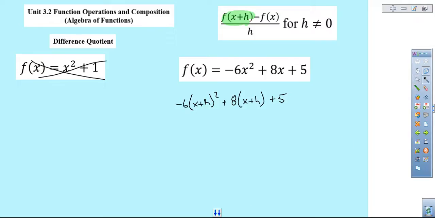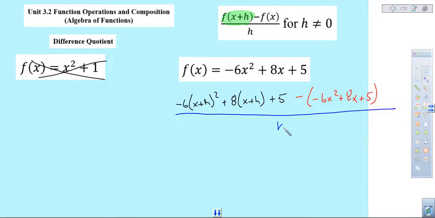All right, so now we go minus, open parentheses, right? So we're subtracting, and we literally just take f of x. This is f of x. So it's just negative 6x squared plus 8x plus 5, all of that over h. All right, so there's our setup. From that point, our job is to simplify.